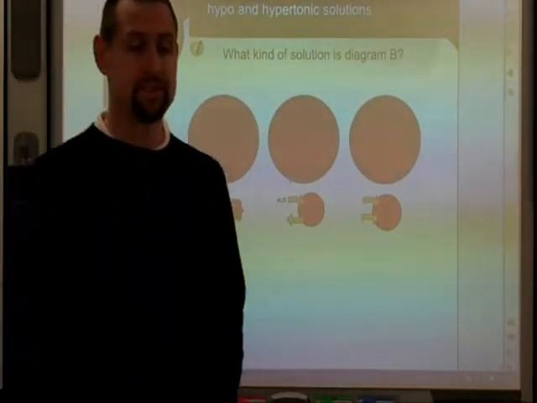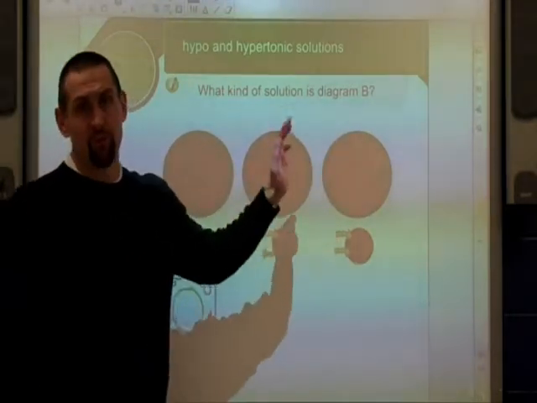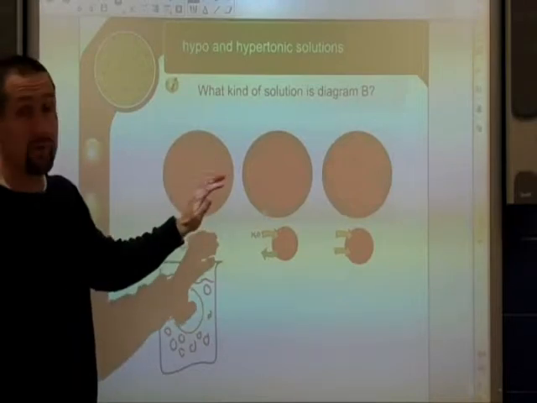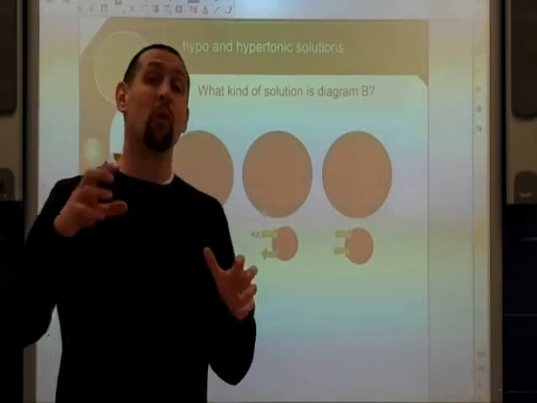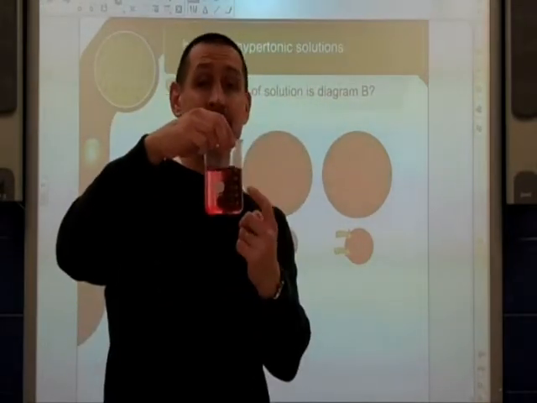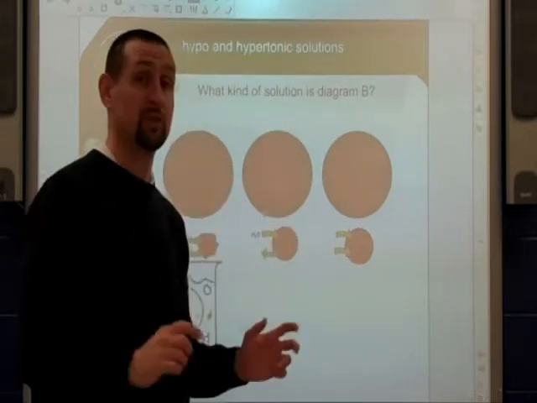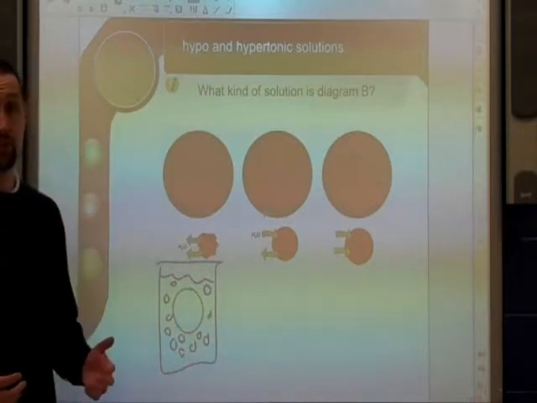Now we can describe the solution that things are in. So here we're going to show 3 different kinds of solutions: hypertonic, hypotonic, isotonic. We're talking about the solutions. So we're thinking about the mixture of solutes and, in this case, a solvent, water. So we're talking about the water. So let's call it in the beaker here. I've got some very salty water.